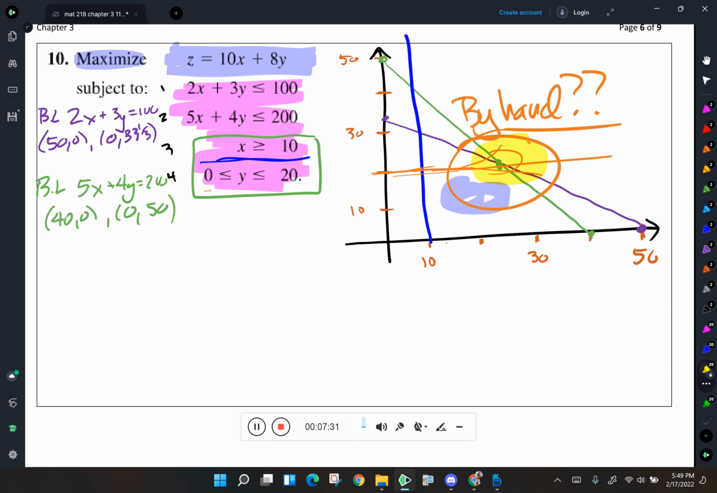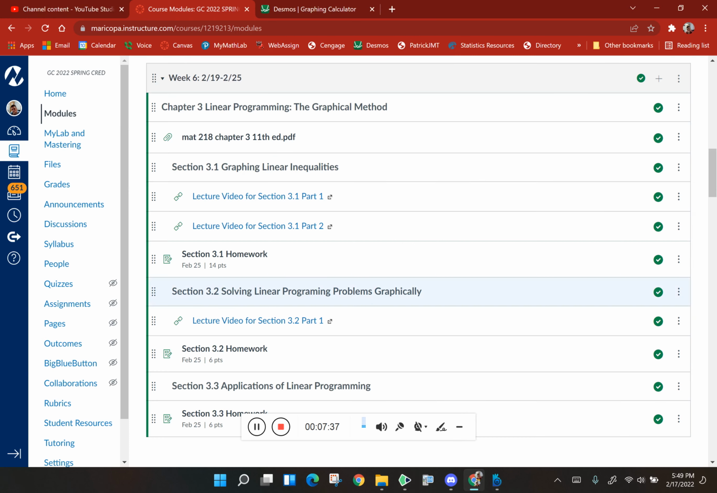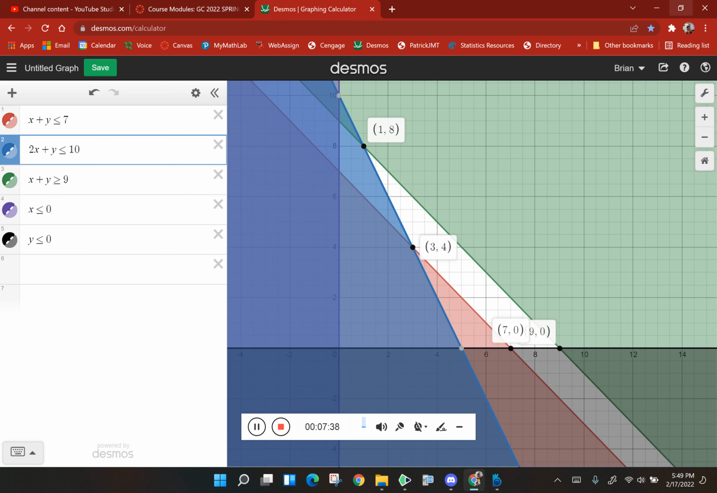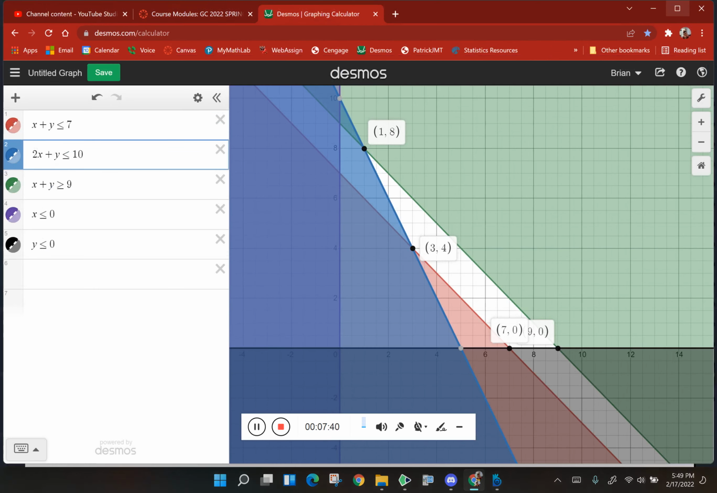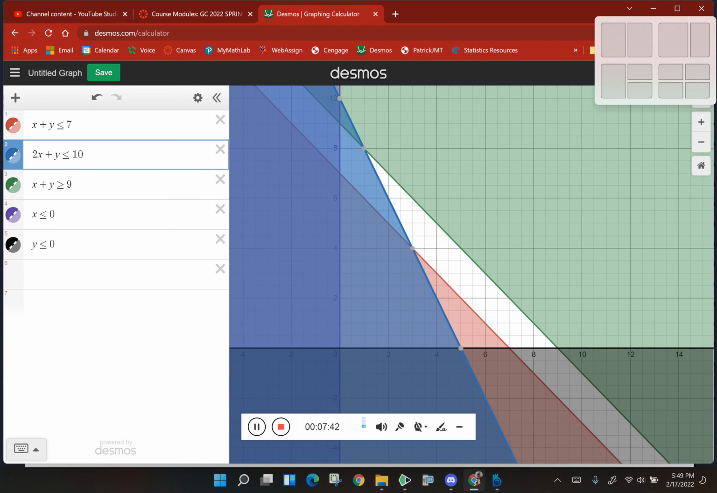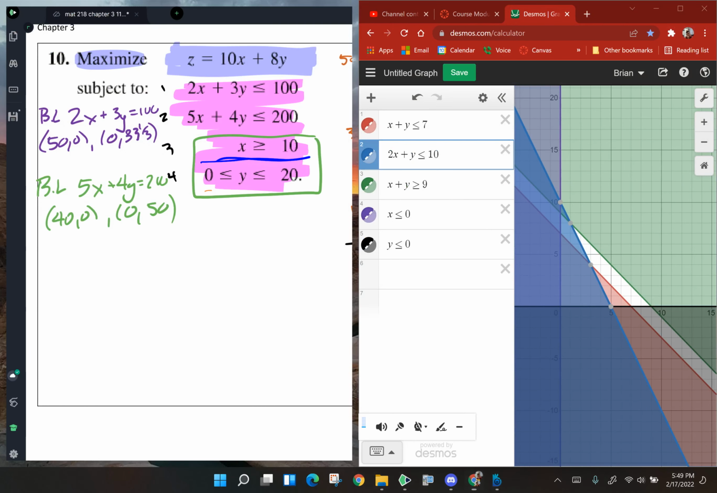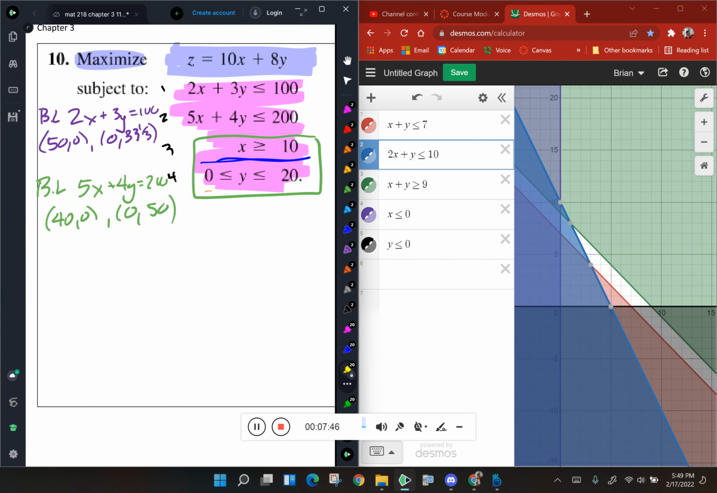So realistically, I need to take this thing over and throw it into Desmos. Okay. So I'm going to grab this, but I'm going to go to Desmos. I'm going to see what I can do about trying to make this work nice. So maybe if I put it half and half, would that work?